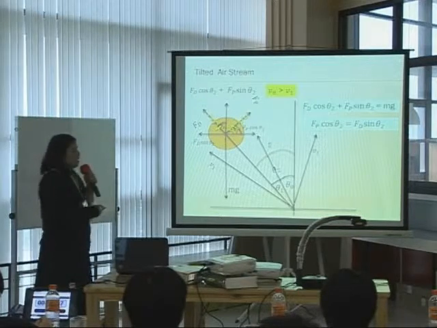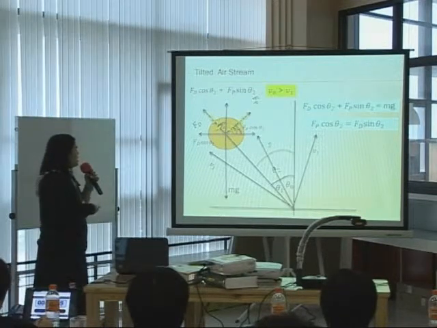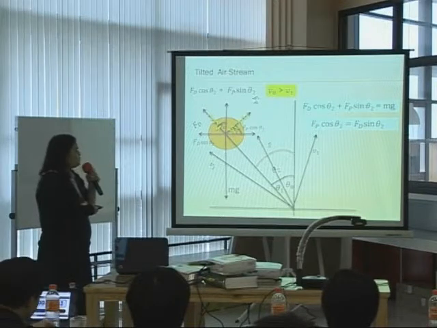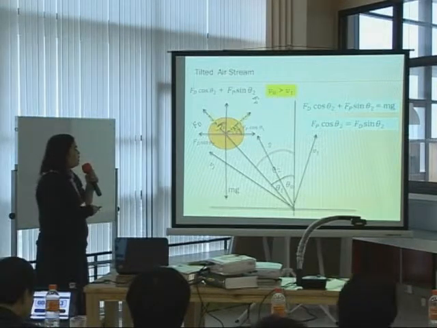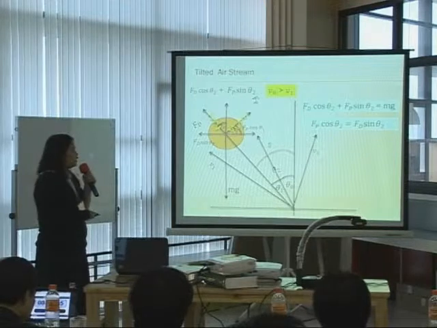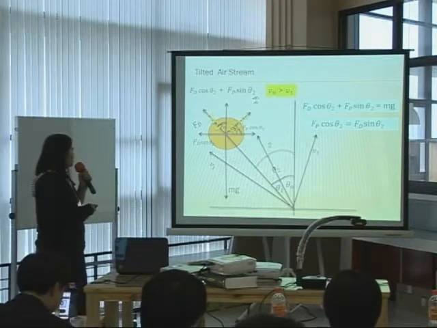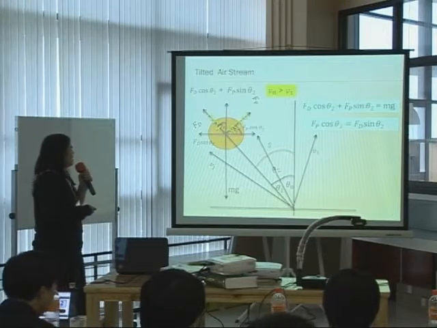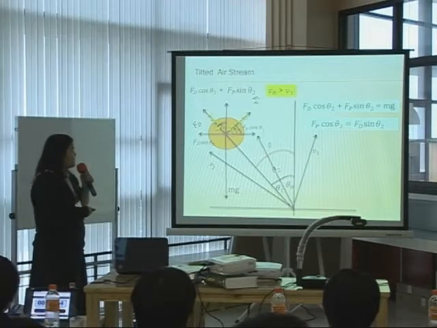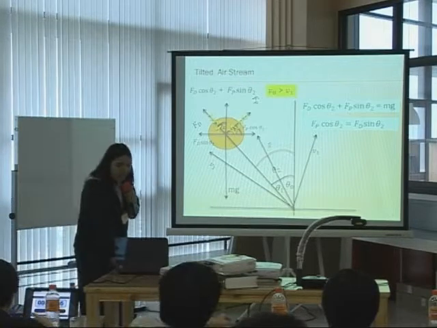So when I divide the forces into components, I finally found the equations: Fd cos theta 2 plus Fp sin theta 2 is equal to mg, to hold it up, and Fp cos theta 2 is equal to Fd sin theta 2.